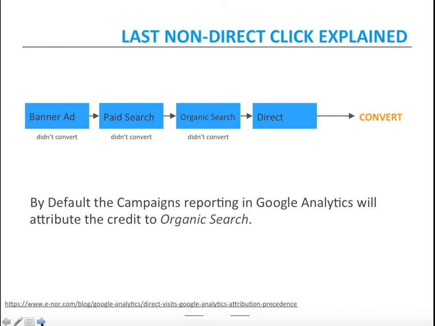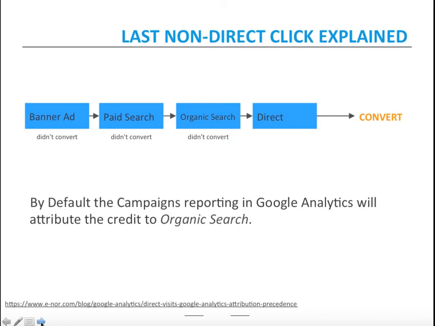So Google Analytics by default gives credit to the last non-direct click. And at first this might seem, well, why did they do that? Let's explain that. Let's take the example that I just used. And let's say, even after I got to the website through that organic search, I'm really not ready to convert yet. And then the next day I come back and I know your school now. I know your URL now. So I type that right in and I get to your website directly.